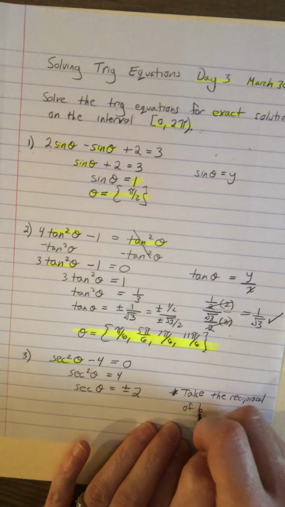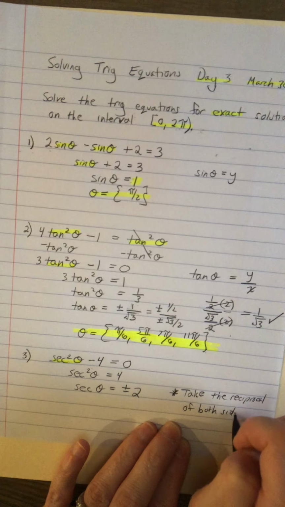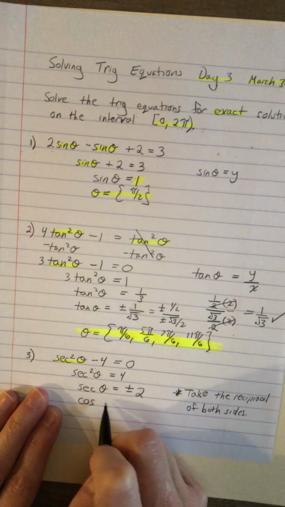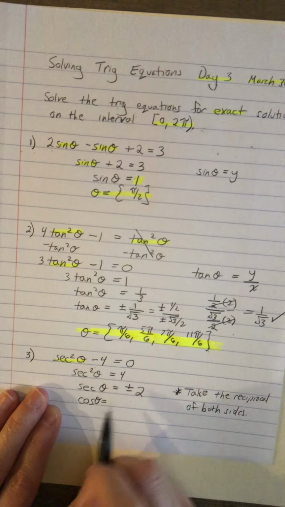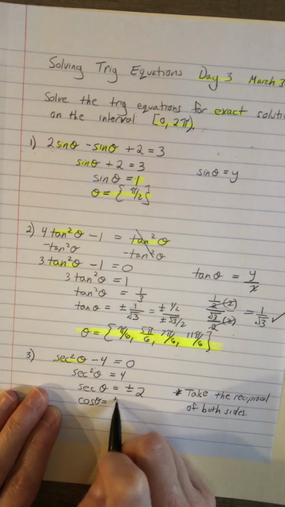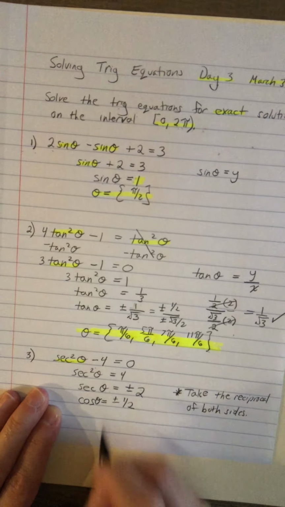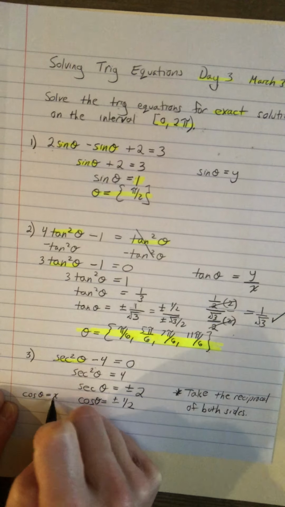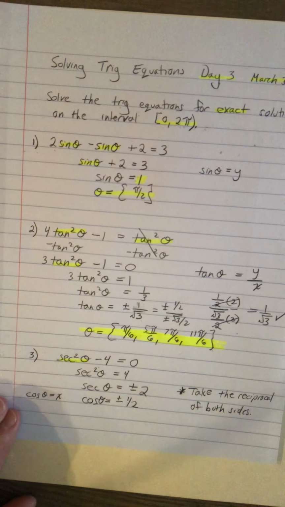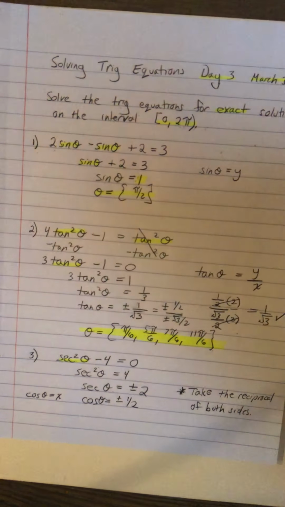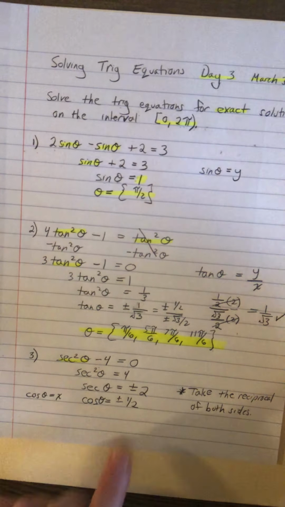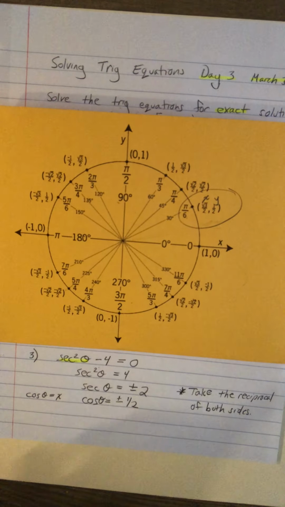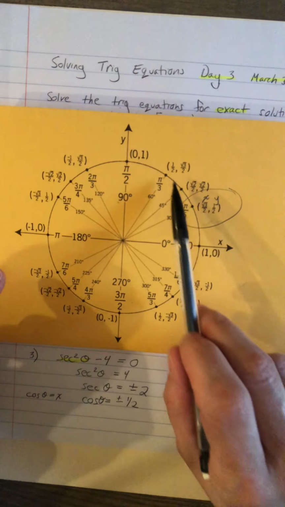of both sides. And the reason why is when I take the reciprocal of secant, I'm getting cosine. If I take the reciprocal of 2, I'm getting positive and negative 1/2. I now know, and remember, cosine theta is equivalent to x. So therefore, when I go to my unit circle, I'm just looking for x. I'm looking for when x is positive or negative 1/2 on that one revolution. So I say, when is it positive, negative 1/2?